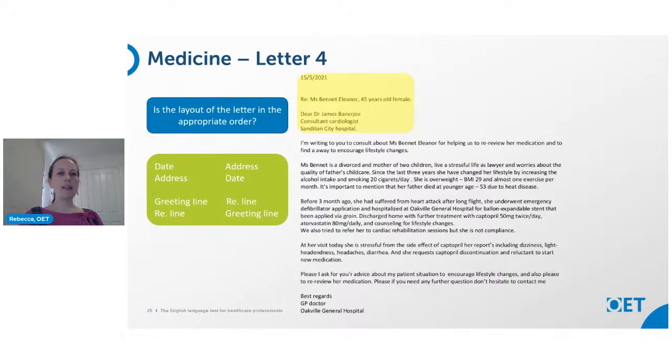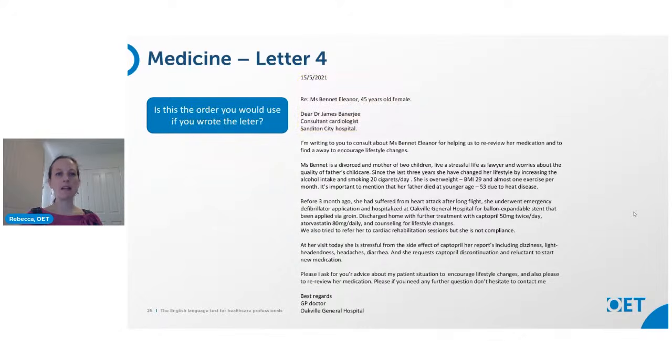So looking at this letter in a little bit more detail, the topics for this letter are introduction, social family history, heart attack, today's visit, and requests. And I would like to know your opinion on whether this is the order you would use if you wrote this letter. So the order was introduction, social family history, heart attack, today's visit, requests. Is that the order that you would use if you wrote this letter?